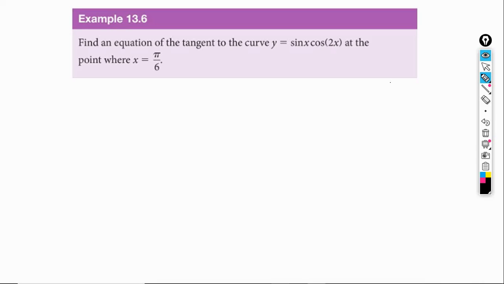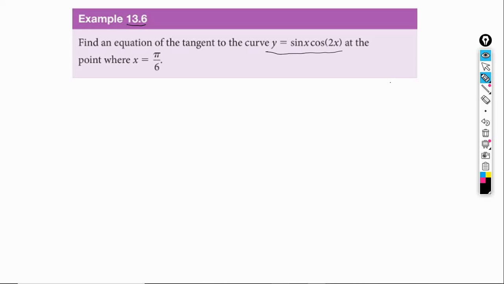Okay, now, so here we are on example 13.6, where they ask us to find an equation of the tangent to the curve y equals sine of x times cosine of 2x at the point where x equals pi over 6. So this is just like finding the equations before, but with a little bit more difficulty. Before we do anything else, I want to find the y-coordinate of the point of tangency, because I'm going to need the point of tangency later on to find the equation, and I want to avoid confusion.